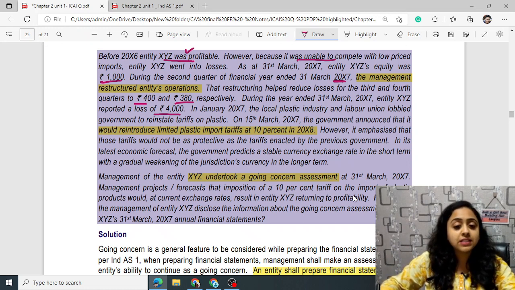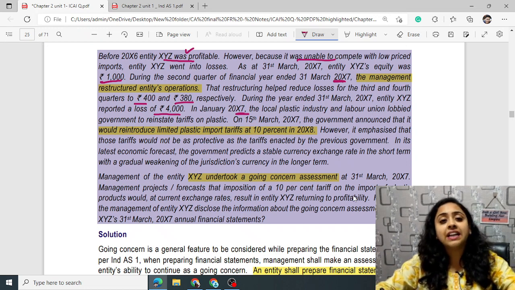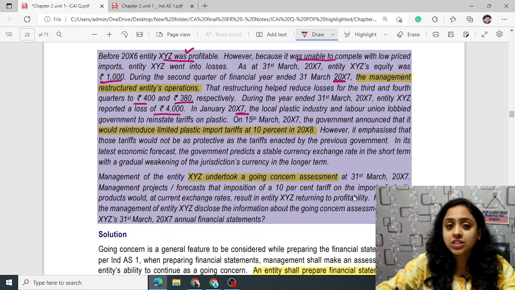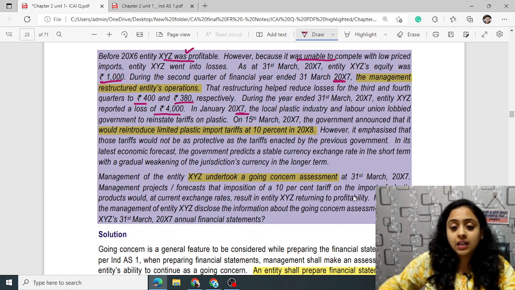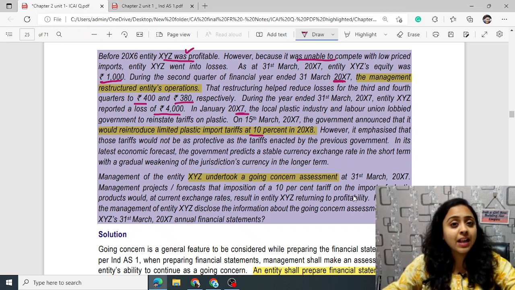In January 2007, the local plastic industry and labor union lobbied the government to reinstate. They are requesting and asking to reinstate the import tariffs that were abolished earlier, at 10%. However, it was emphasized that those tariffs would not be as protective as the tariffs enacted by the previous government, but yes, they will help them.